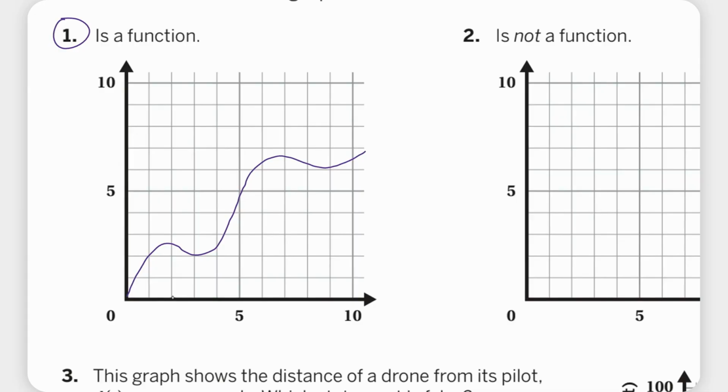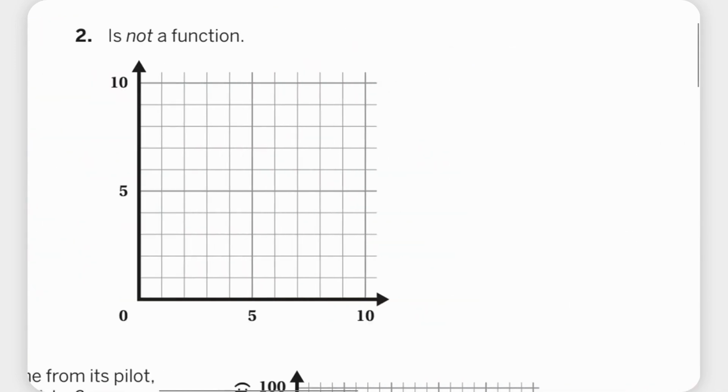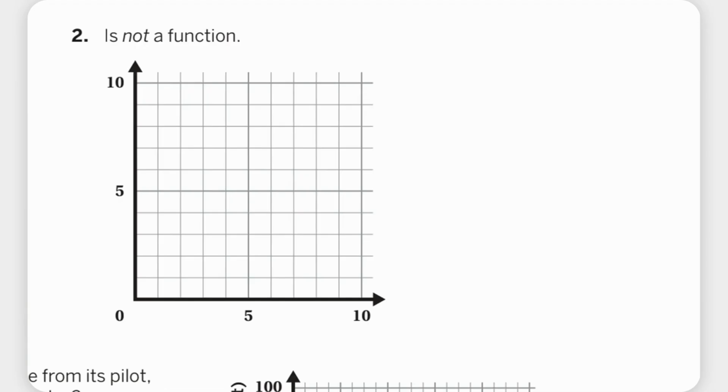So if I were to look at a certain x value, like the x value of 5, when I look up, I see that it only crosses our curve here, our purple curve, one time. Whereas for number two, it tells us to sketch one that is not a function. Well, in this situation, I could, again, draw whatever I want.